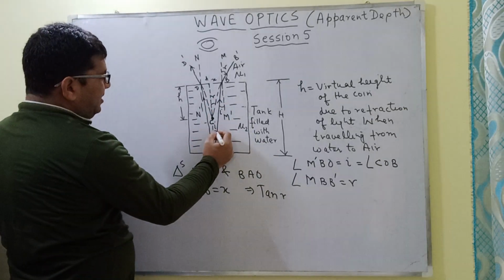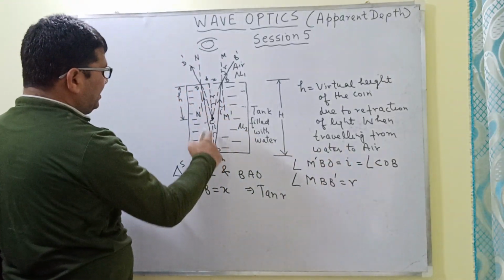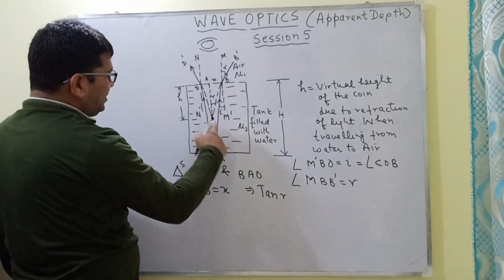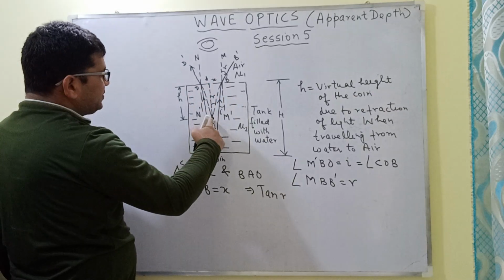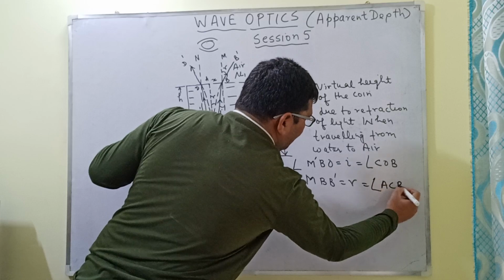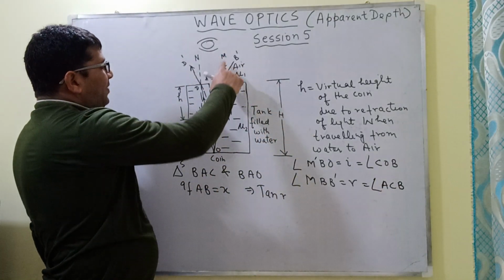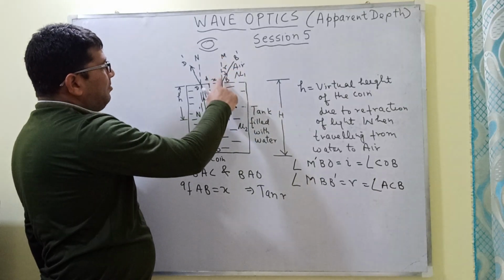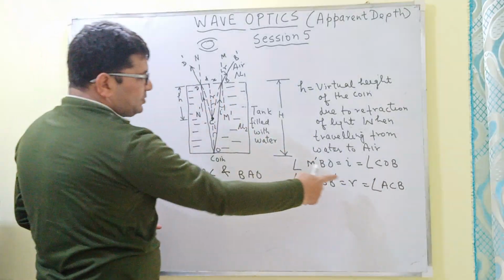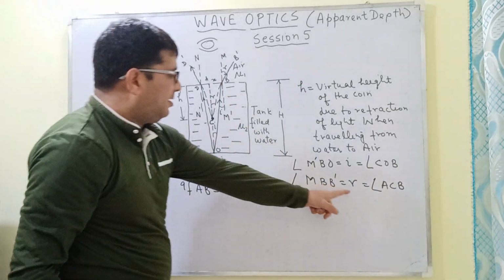This angle is already I, that is, I have already mentioned here, that is angle COB is equal to I, and this angle ACB is also equal to the angle of refraction, which is R. So this angle ACB will also be equal to R.